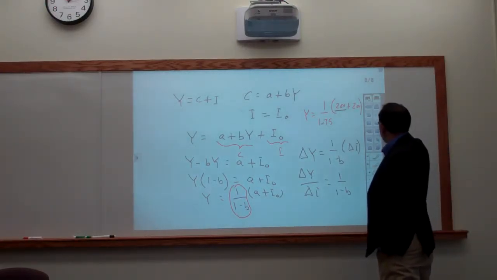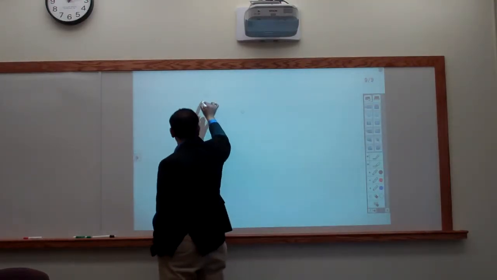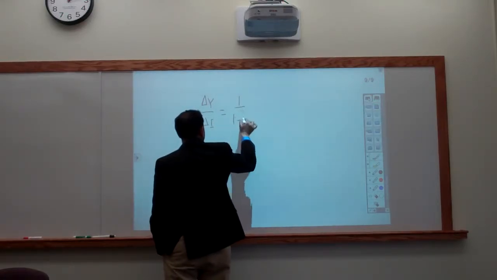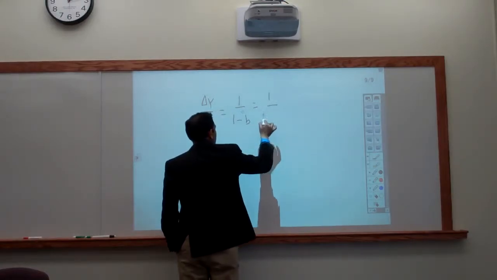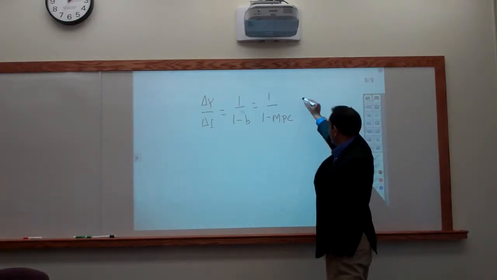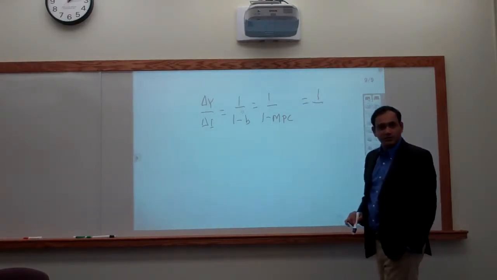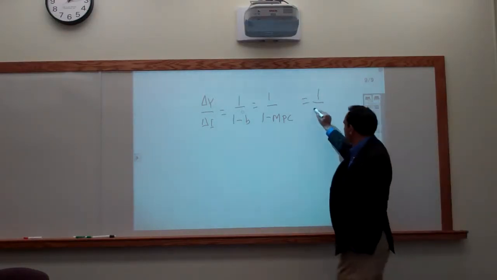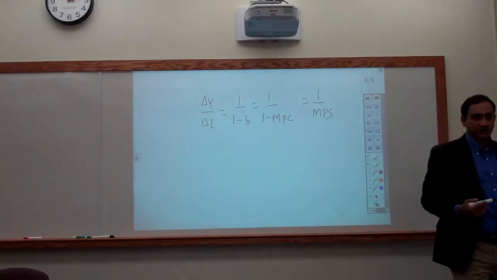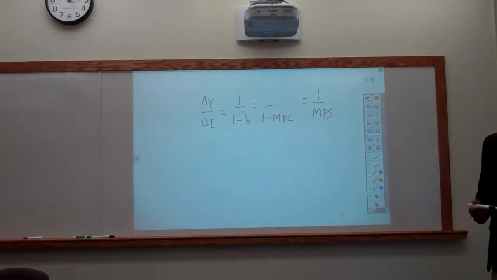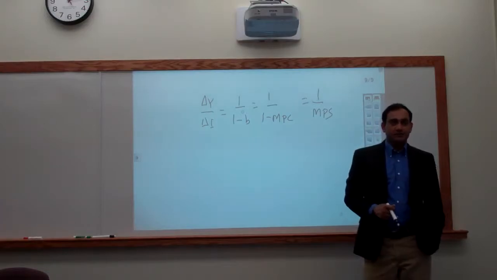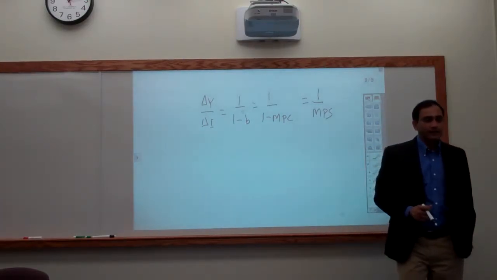So you can write the investment multiplier, delta Y over delta I, which is 1 over 1 minus b, as 1 over 1 minus MPC, marginal propensity to consume. Or even better, you can write 1 over what? MPS. That's good. So that's your investment multiplier: 1 over marginal propensity to save, or 1 over 1 minus marginal propensity to consume. So you should remember this formula for the investment multiplier.